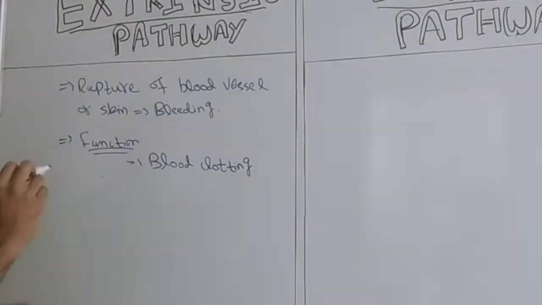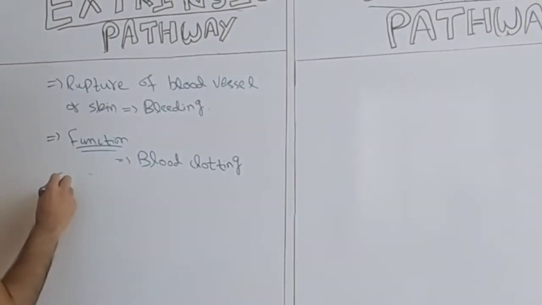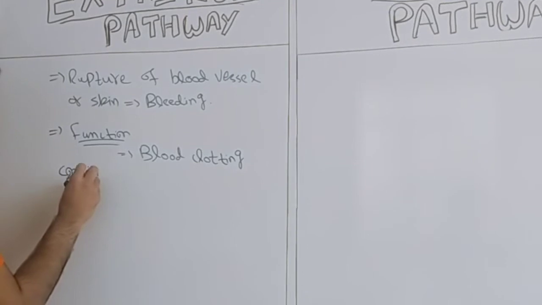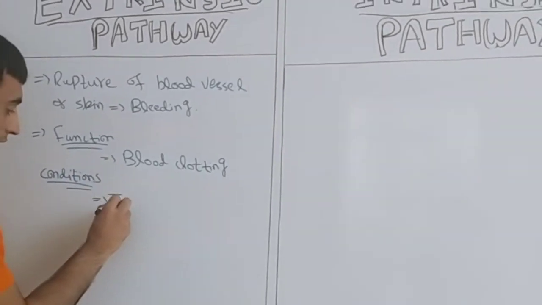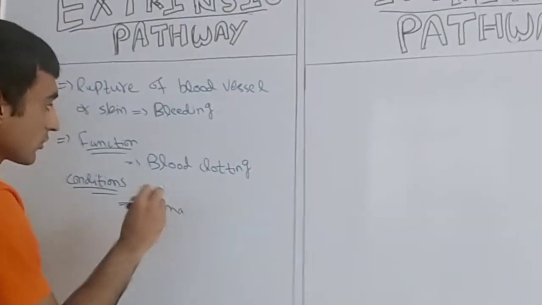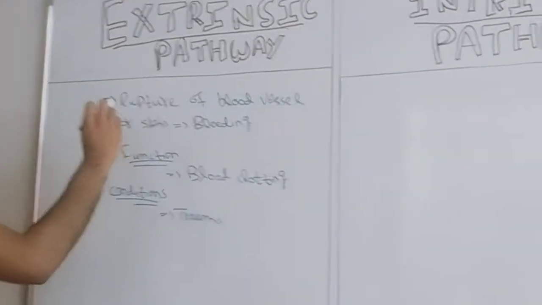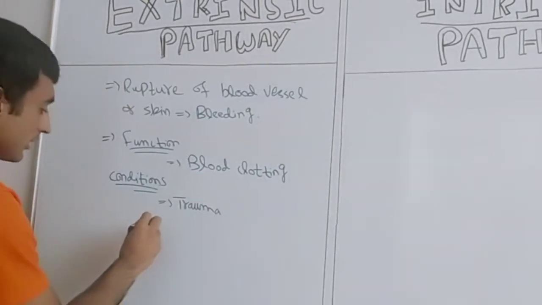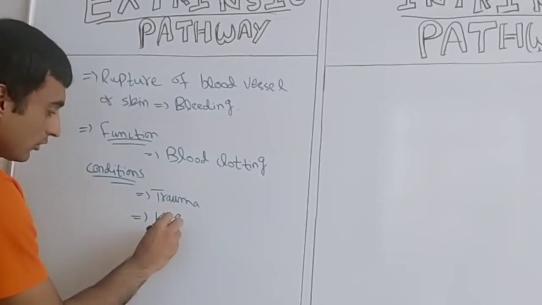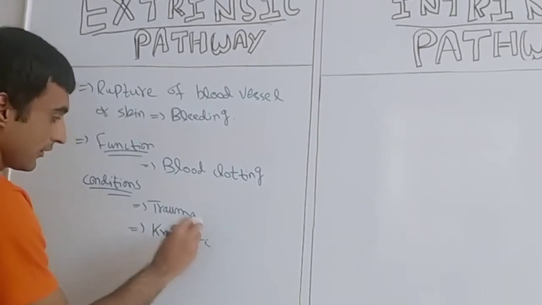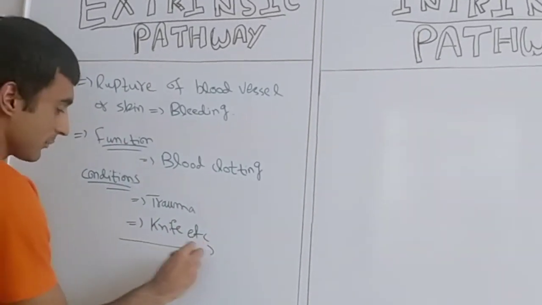So what are the conditions when the extrinsic pathway is activated? Those conditions are in the case of trauma. What happens in the case of trauma? Injury occurs, which causes the rupture of the blood vessel or skin, and the extrinsic pathway is activated. Or in the case of any cut by a knife or any other factor. So these are the conditions when the extrinsic pathway is activated.